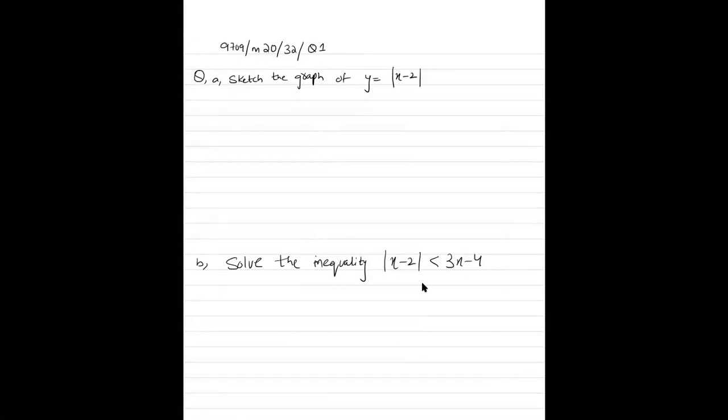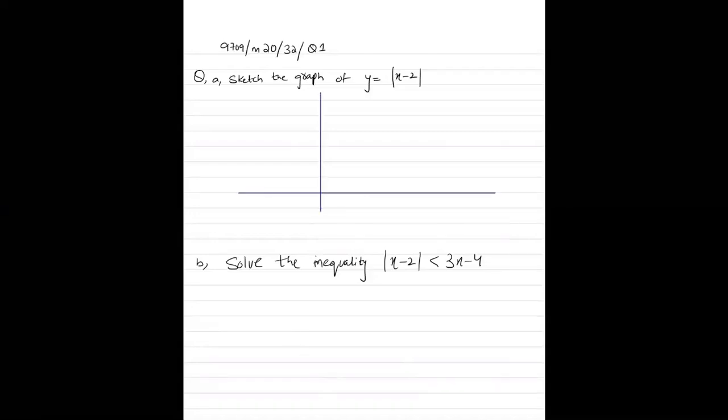So I sketched the graph. The y intersection point is 2, and so is the x. Okay. Now for the second part, please try.